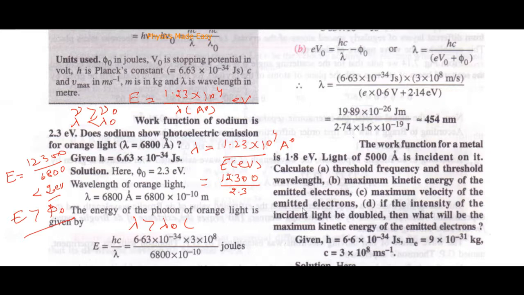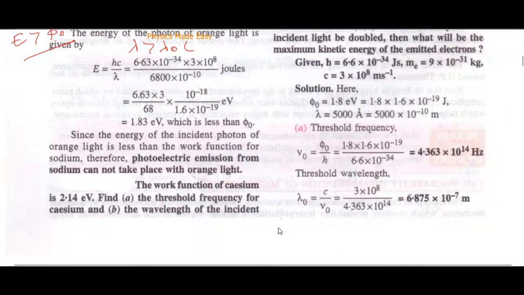Or if you put lambda here, then E is as given here. This is one form of the formula, and the second form of the formula that I have just written here is this form. In this form, we are calculating lambda in angstroms when energy is given in electron volt. Here, when lambda is given in angstrom, we can find energy in electron volt. And now let us shift to the next problem.